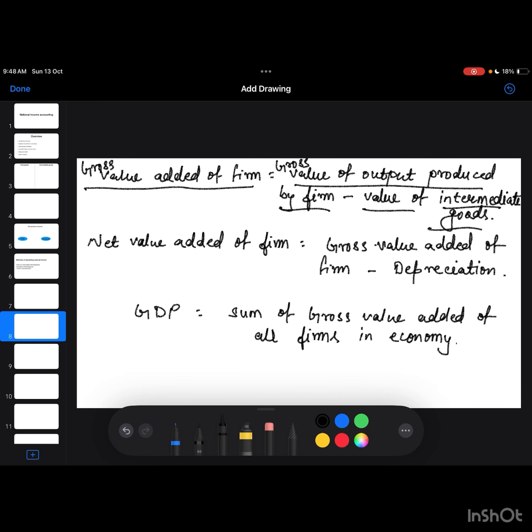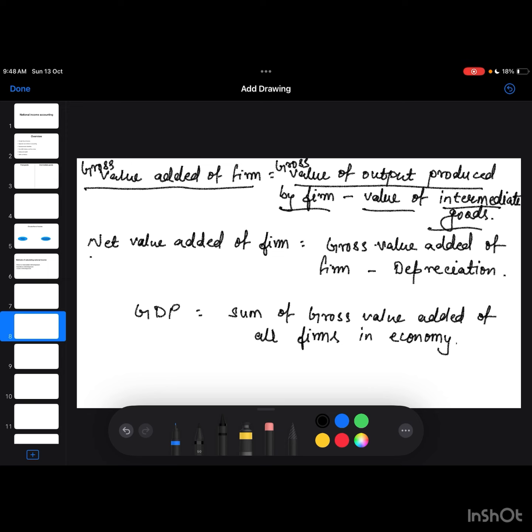Now gross value added of a firm is calculated by subtracting the value of intermediate goods from the gross value of output produced by the firm. We subtract the value of intermediate goods from the gross value of output, because if we also include the value of intermediate goods, then there will be the problem of double counting. We will study it in a formula in the next slide. Before that, we study how to get the net value added of a firm.